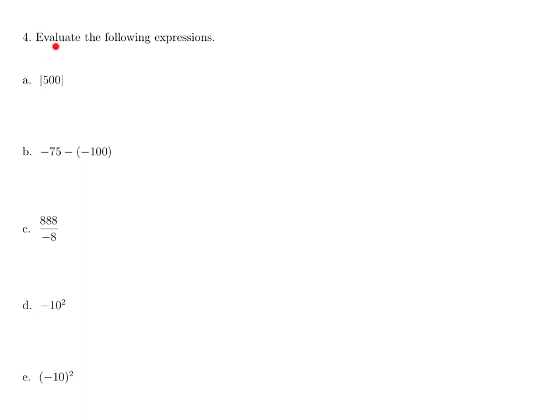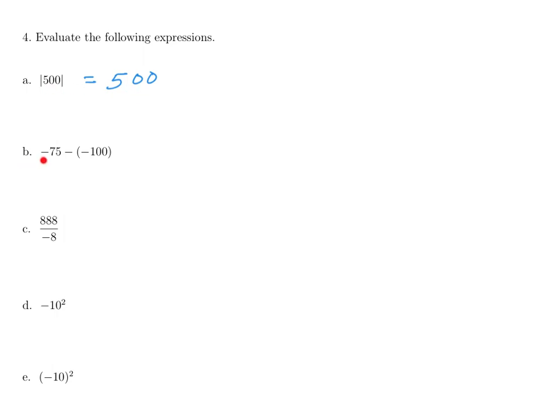In question 4, we're going to evaluate, or really just simplify these expressions here. Starting with part A, which is the absolute value of 500. If you take the absolute value of a positive number, it is simply that positive number. I think the only other thing to note is if the thing inside the absolute value is negative, it makes your answer positive, and the absolute value of 0 is 0. Those are the only cases to consider.